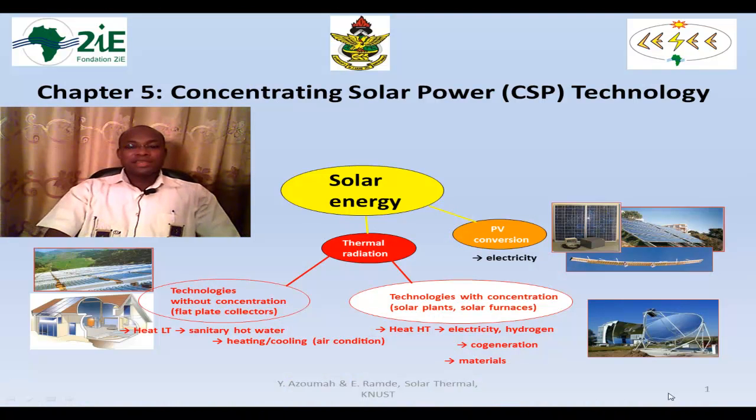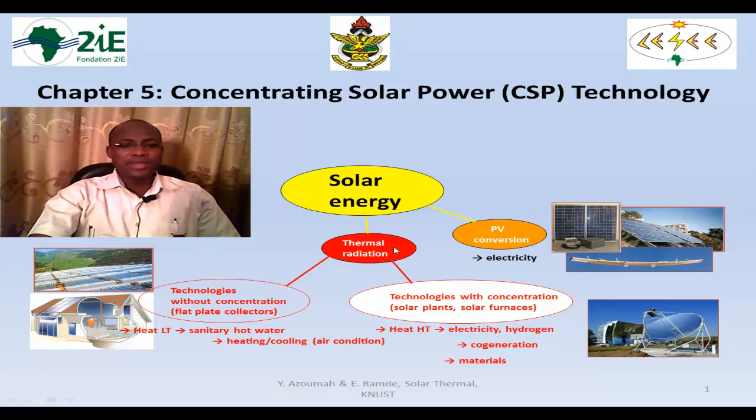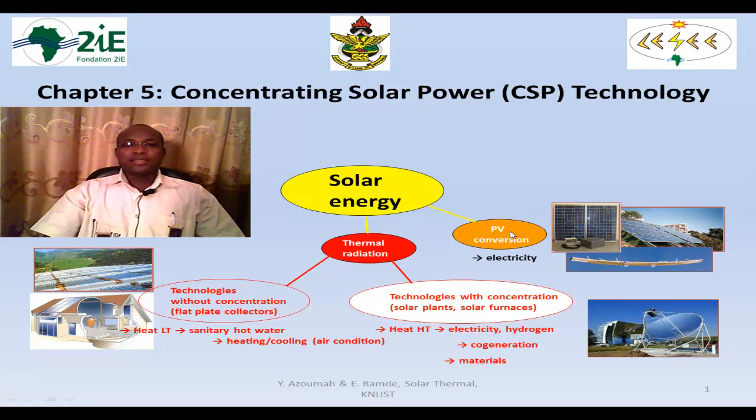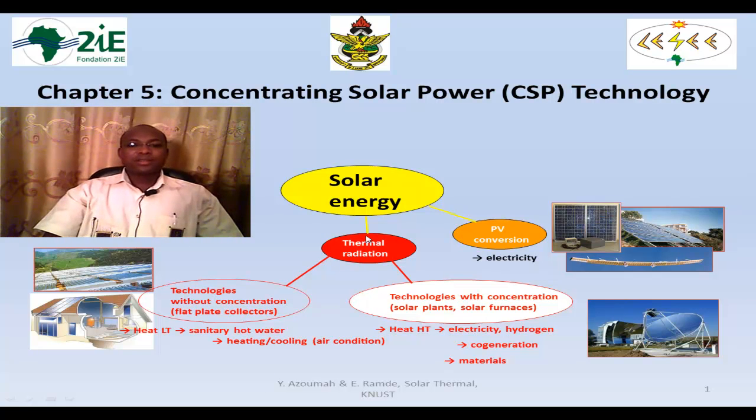You have already seen in the previous chapters the conversion of solar energy into thermal radiation, but low temperature one. If we consider the picture here, we have the solar energy, and we have two main ways of conversion of this solar energy. The first well-known one is photovoltaic conversion. In this one, we have solar cells that will directly convert solar radiation into electricity. The second way we have is the thermal conversion of solar radiation.